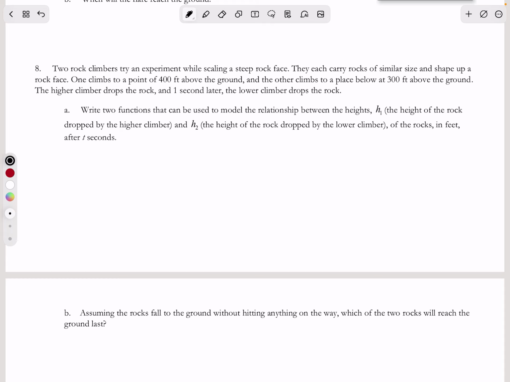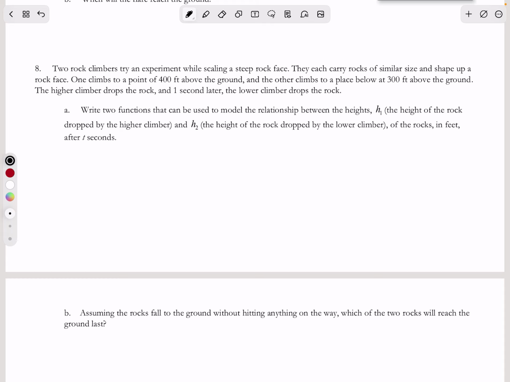They each carry rocks of similar size and shape up a rock face. One climbs to a point 400 feet above the ground, and the other climbs to a place below at 300 feet above the ground. The higher climber drops the rock, and 1 second later, the lower climber drops their rock.